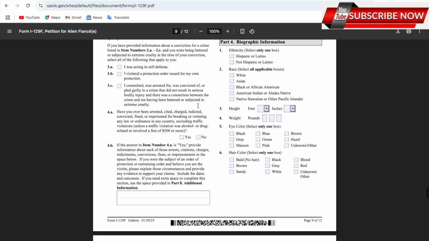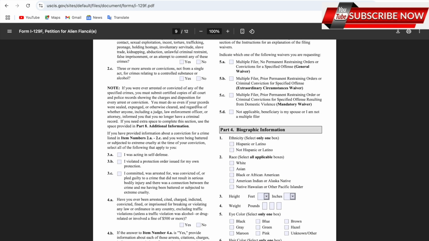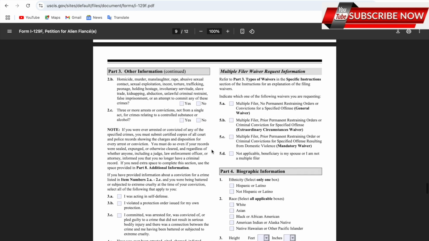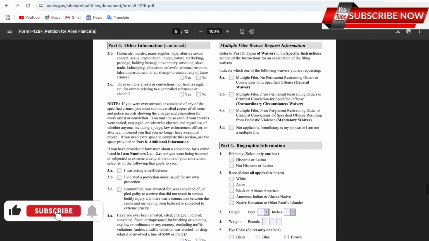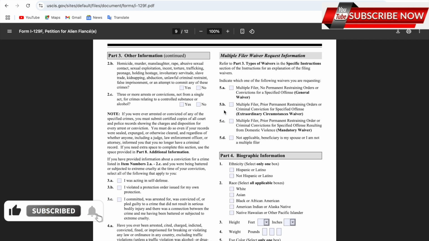So if you haven't committed any crime before, just select no. You just leave this side blank. You don't have to worry yourself about it. It says multiple filer waiver request information. So if you are requesting a waiver, you select one of these, A, B, C, D. So select one of these pieces of information over here.